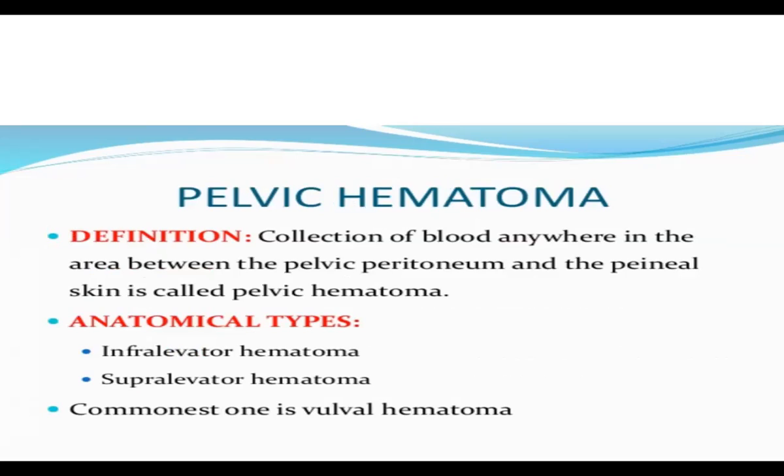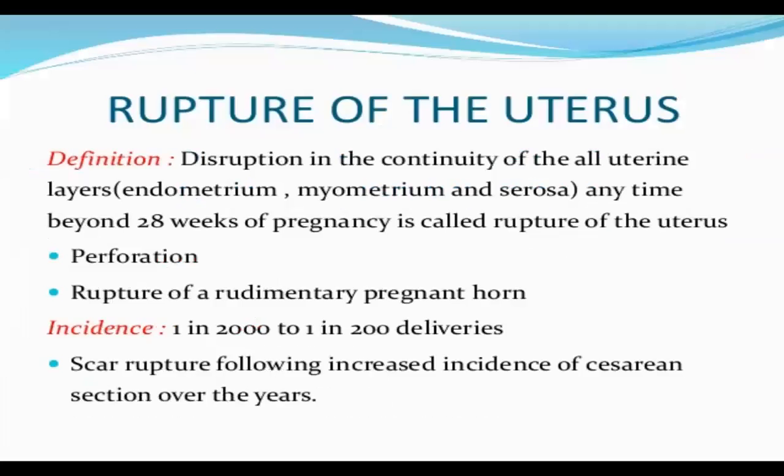And what are the anatomical types? What can we think of? It is either an infra-annular hematoma or a supra-annular hematoma. And the commonest, if you see, is the vulvar hematoma. It is quite common. Then sometimes it may happen that a rupture of the uterus also takes place.